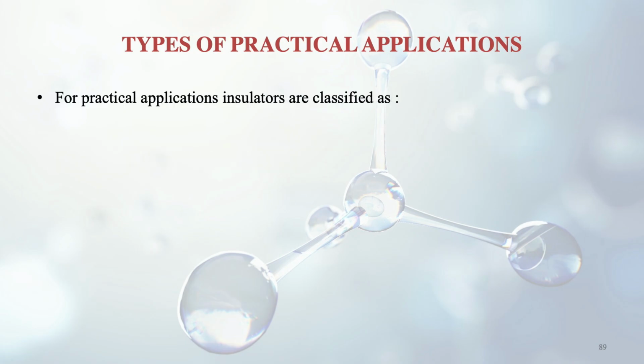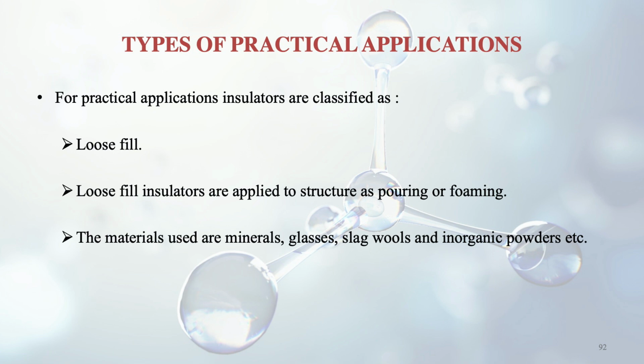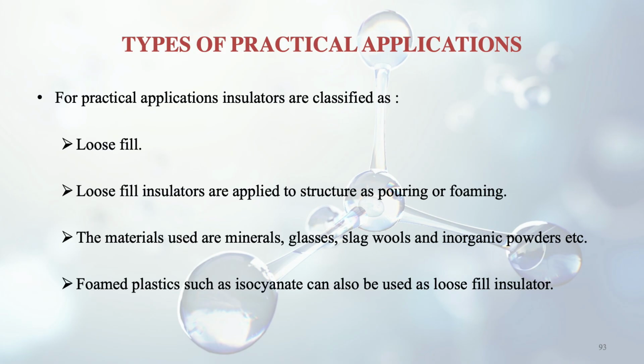For practical applications, the insulators are classified as follows. The first one is known as the loose fill. So what is there in the loose fill? Loose fill insulators are applied to a structure by pouring or foaming. So you can say it's a kind of a liquid type, because liquid can be poured, solid cannot be poured. And the materials used are minerals, glasses, slag wools and inorganic powders. So they may be a pouring type or a foaming type. Some things are in the form of foam also, like slag wools. And foam plastics such as isonate can also be used as loose fill insulator.